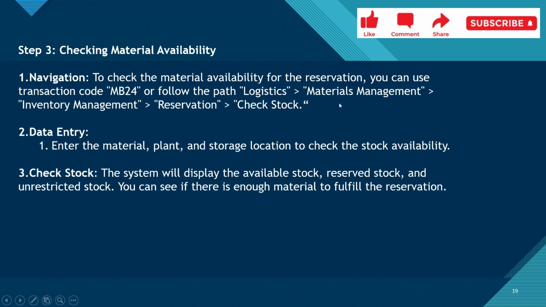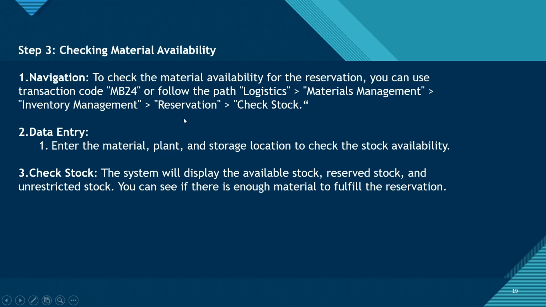So we can go to logistics, materials management, inventory management, reservation, and check stock. If I go to stock availability or check stock, for this reservation, what is my stock? Is my stock available to fulfill my reservation? That is to check the stock. Okay. So I go into this node: logistics, materials management, inventory management, and check stock.